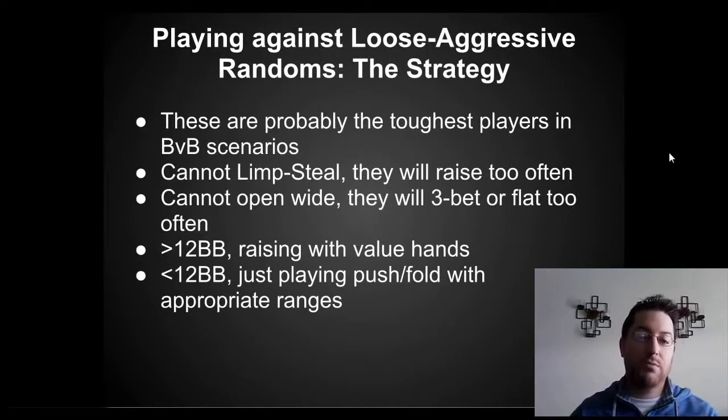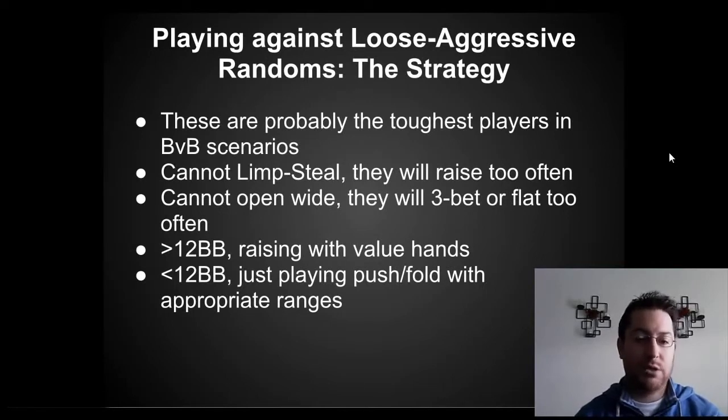When we deal with randoms, typically they're more on the loose aggressive side. In my opinion, they're the toughest players to play against, blind versus blind, because even though they're random players, you can't do the limp steal, because every time you limp, they're going to raise. They're going to raise way too often, so you're just going to waste chips. You can't open wide because they're capable of 3-betting, spazzing out, or flatting. As I said, they're capable of flatting, forcing you to play out of position, so that gets a bit nasty.